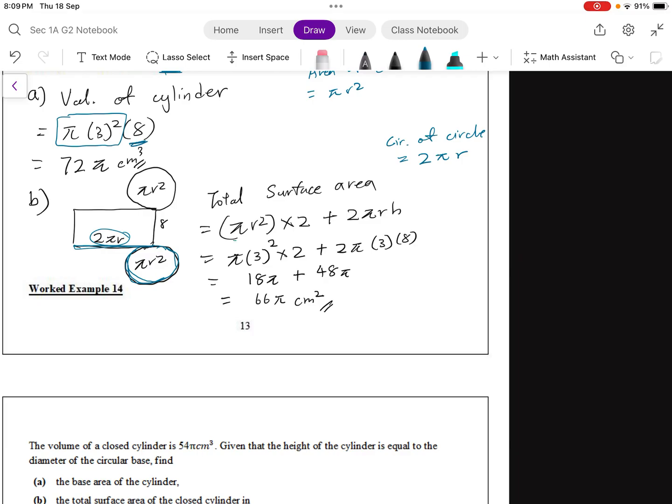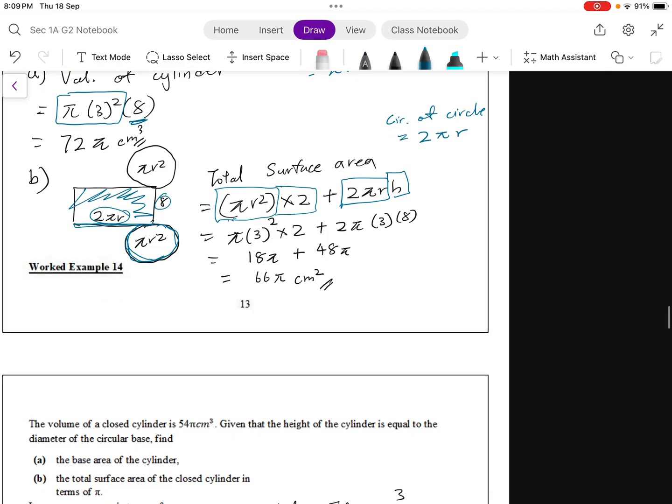Okay, so what do you need to do? First, you need to find the area of the circle, times 2. Then you need to find your circumference times height, so this is your circumference times height to get the area of the rectangle, because it's length times breadth. Okay, so we know that r is 3, and then we substitute in our values.